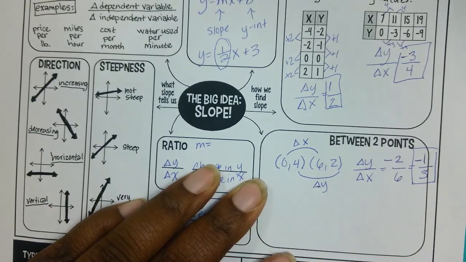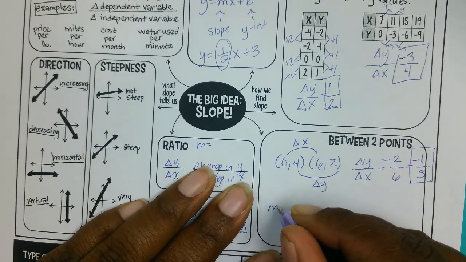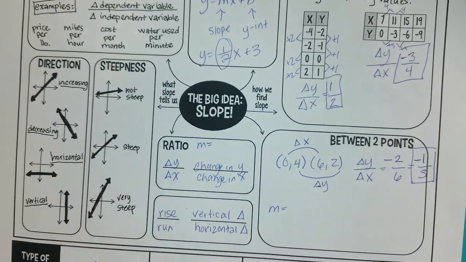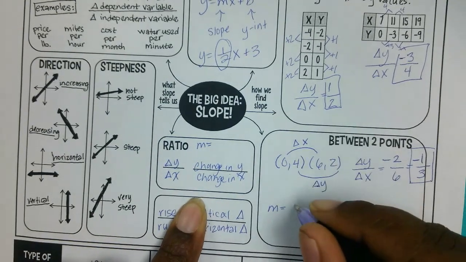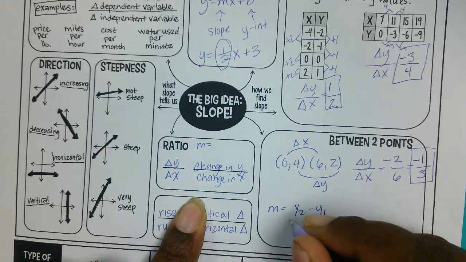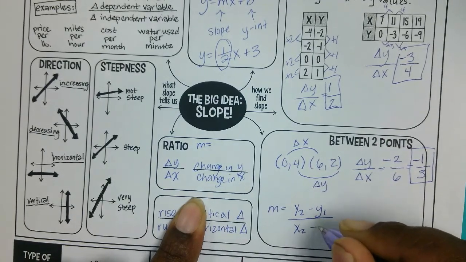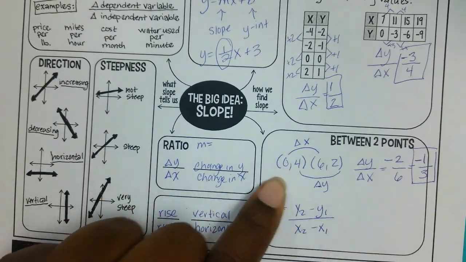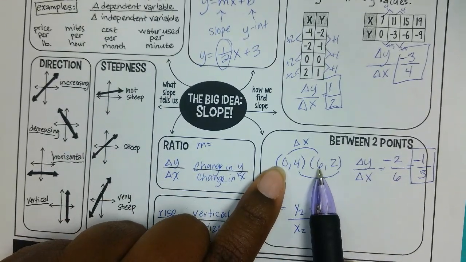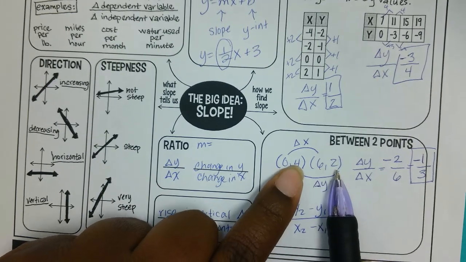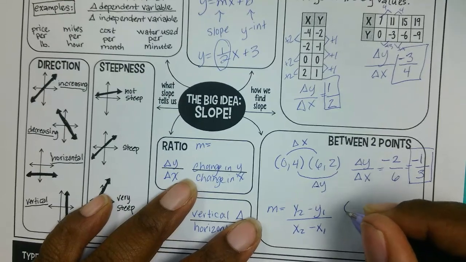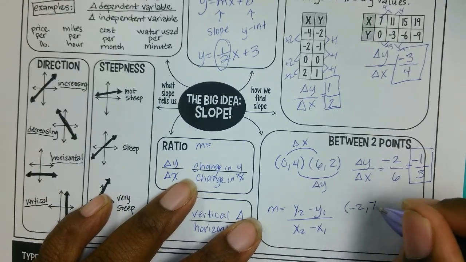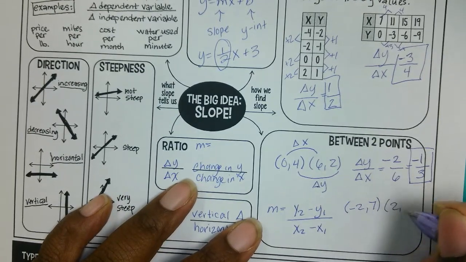Now, we could also use the slope formula. My slope formula, again, is the change in y over change in x. That's when we say y2 minus y1 over x2 minus x1, where again, your x's are your first numbers and the y's are the second numbers. So if I give us another pair of points, let's say (-2, 7) and (2, -1).